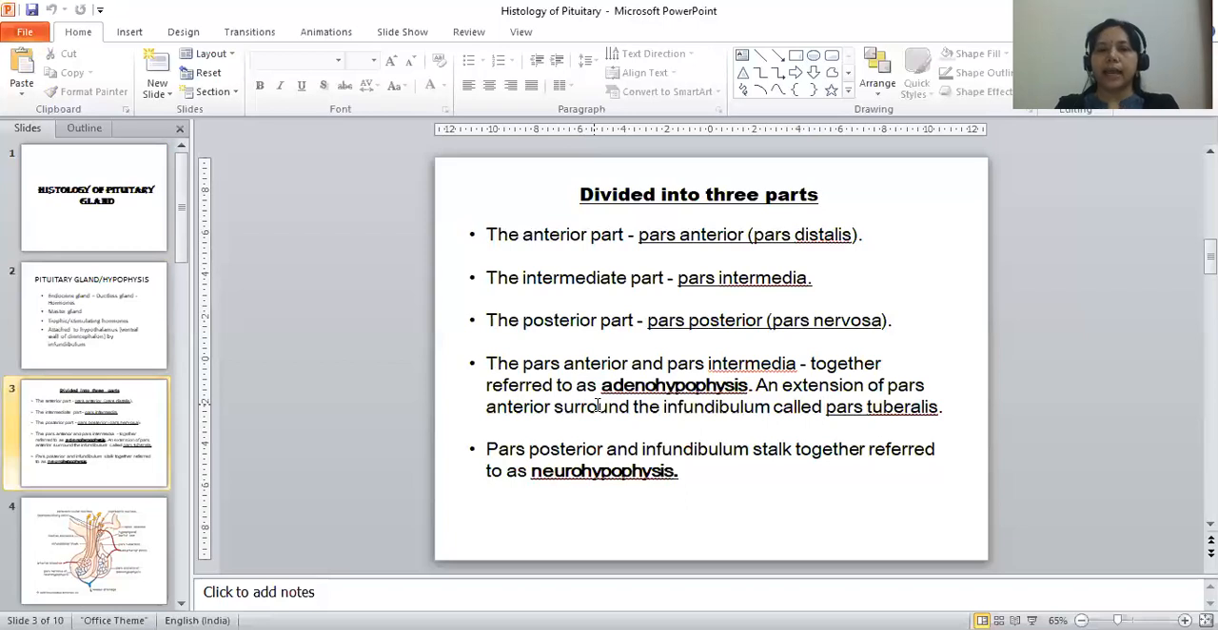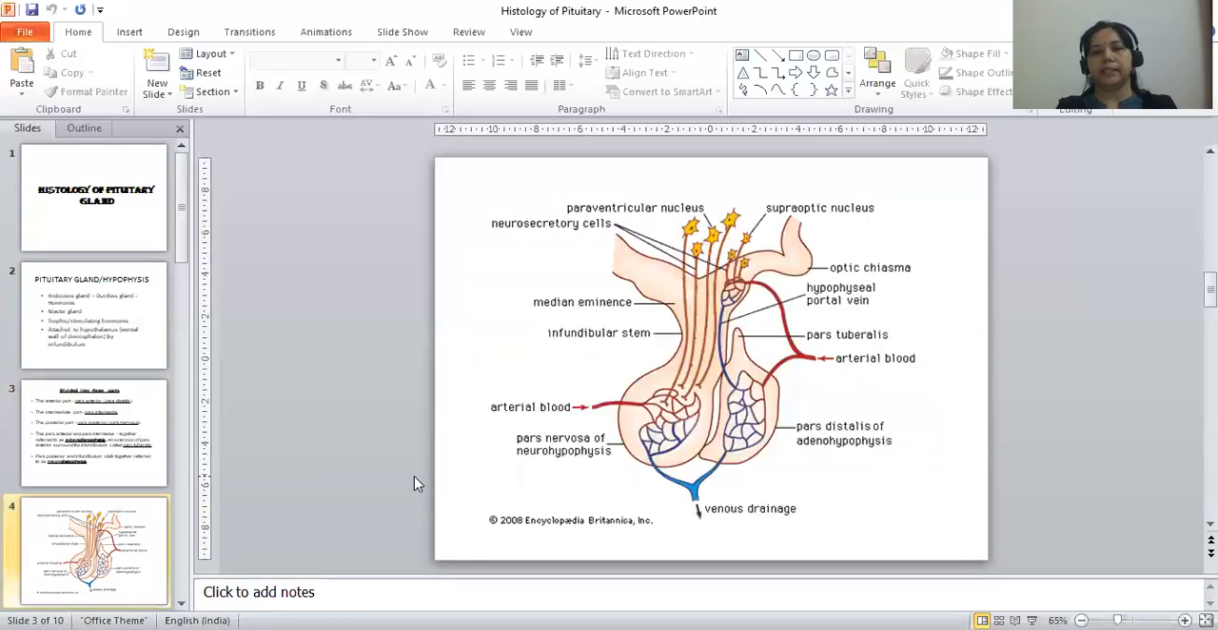So pars anterior, pars intermedia and pars tubularis together forms the adenohypophysis. The posterior part or the pars nervosa, pars posterior, along with the stalk infundibulum forms the neurohypophysis or posterior pituitary. So you can say functionally there are two parts, adenohypophysis and neurohypophysis.